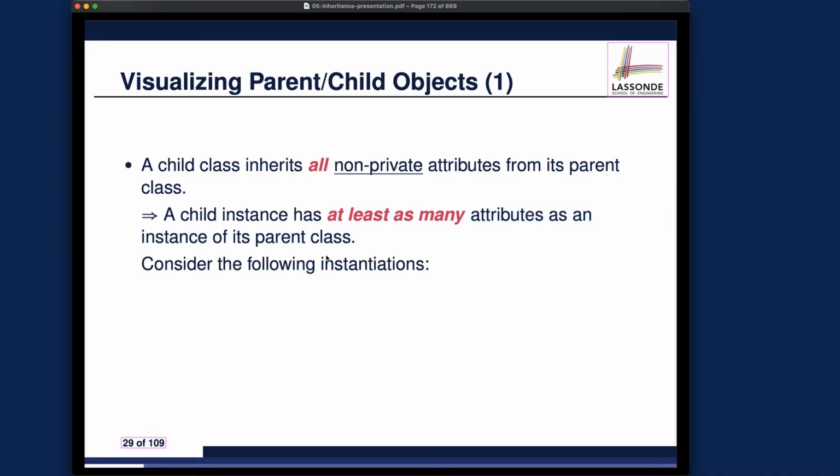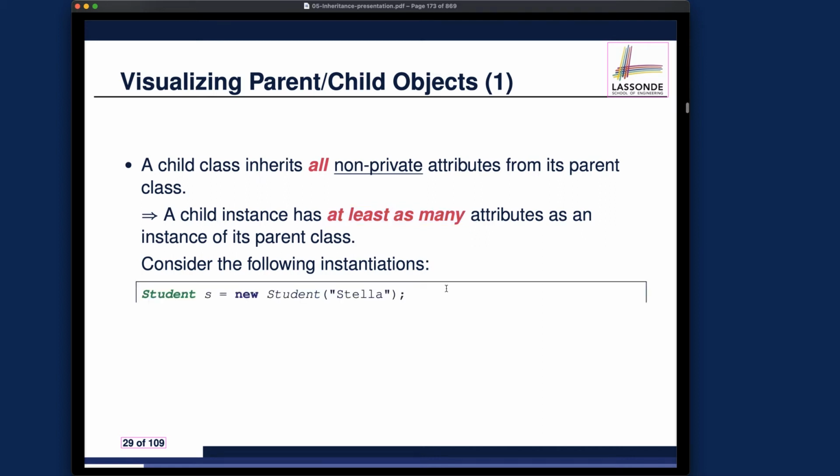This phrase is very, very important. Let me read it to you again. A child instance has at least as many, which means everything the parent has, I have as a child class. But as a child class, I might have even more. That's a very important concept, which we will explore further when we talk about expectation on the static types. Just keep that in mind.